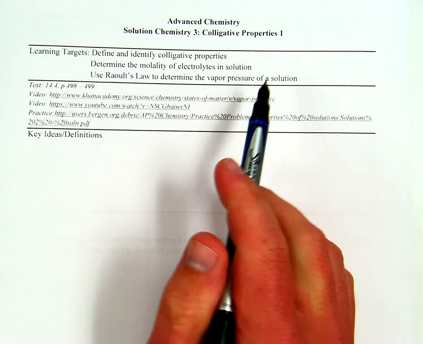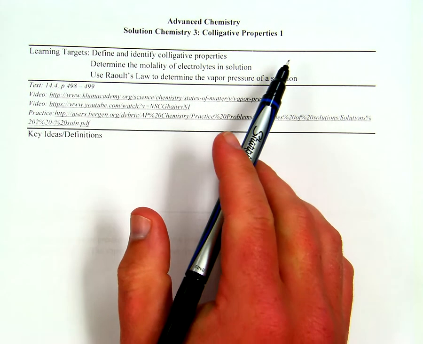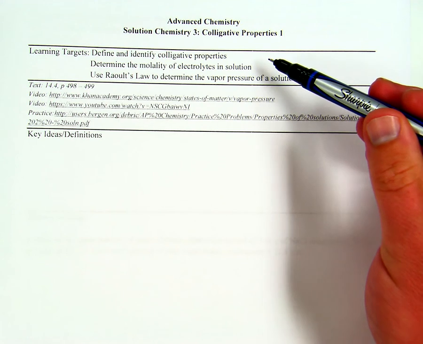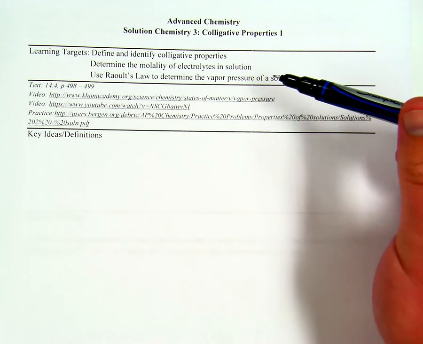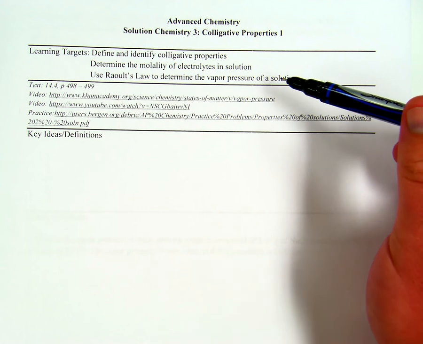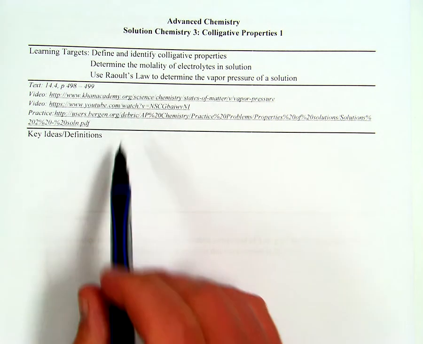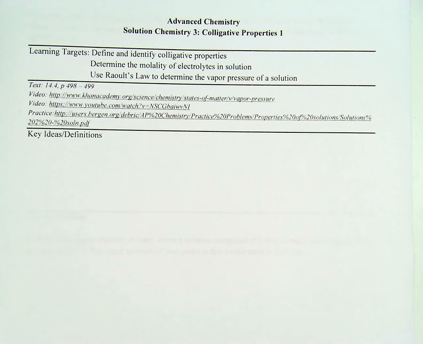Alright, we have 3 learning targets in this lecture. First, we want to define and identify colligative properties. That's the first thing we'll get to. We want to determine the molality of electrolytes in solution. And then finally, we want to use a law called Raoult's law to determine the vapor pressure of a solution.